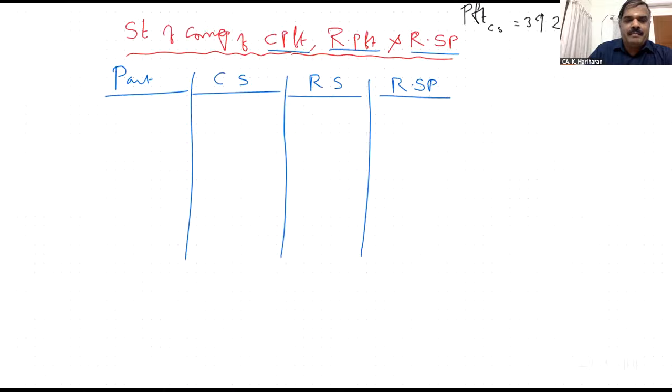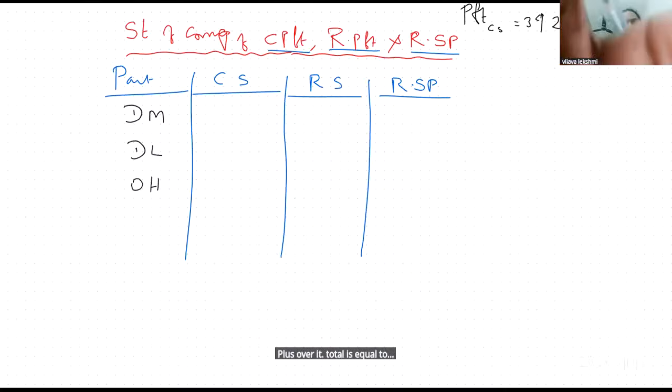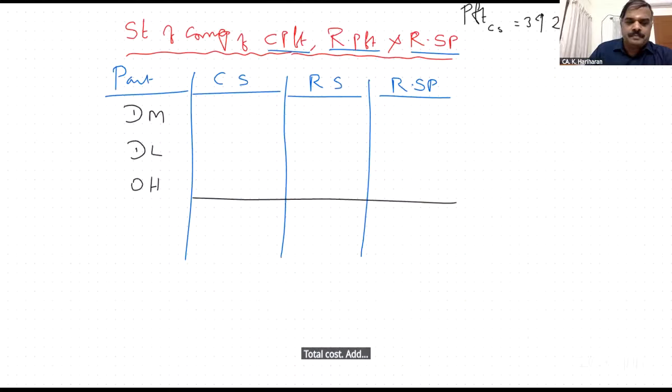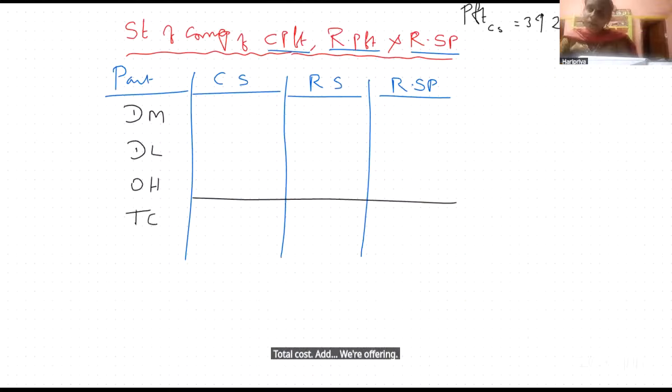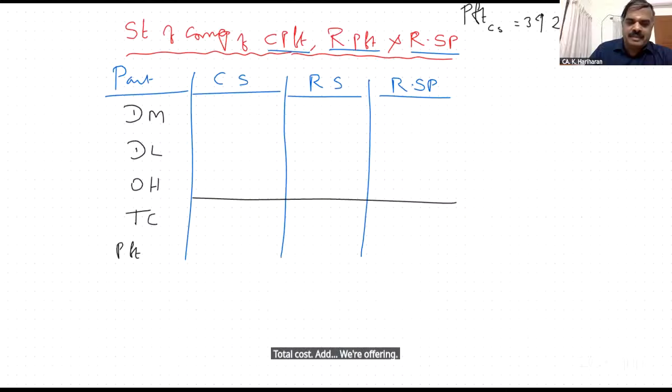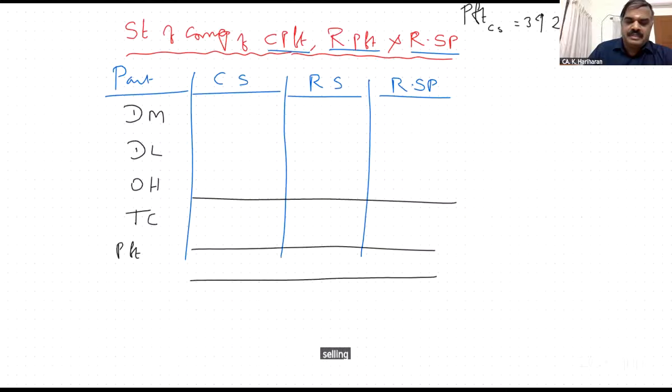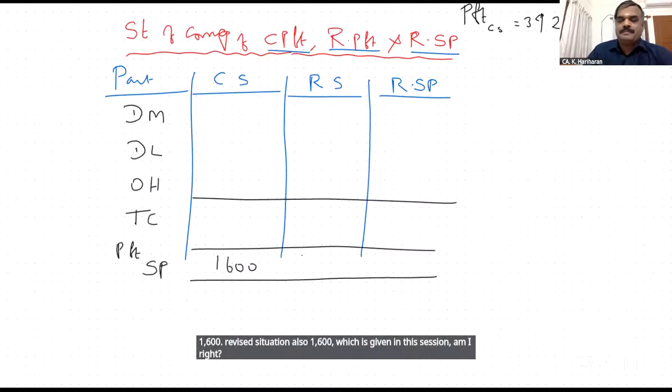Direct material, direct labor plus overhead. Total is equal to total cost. Add profit is equal to selling price. Am I right? Selling price for the current situation is 1600. Revised situation is also 1600, which is given in this question. Am I right?